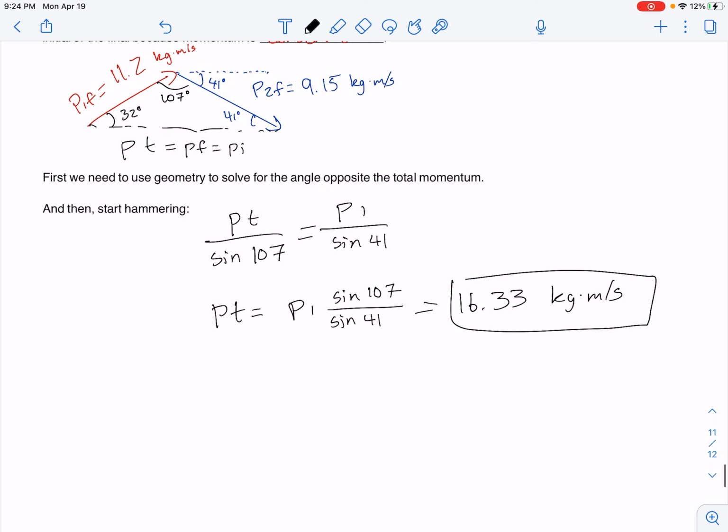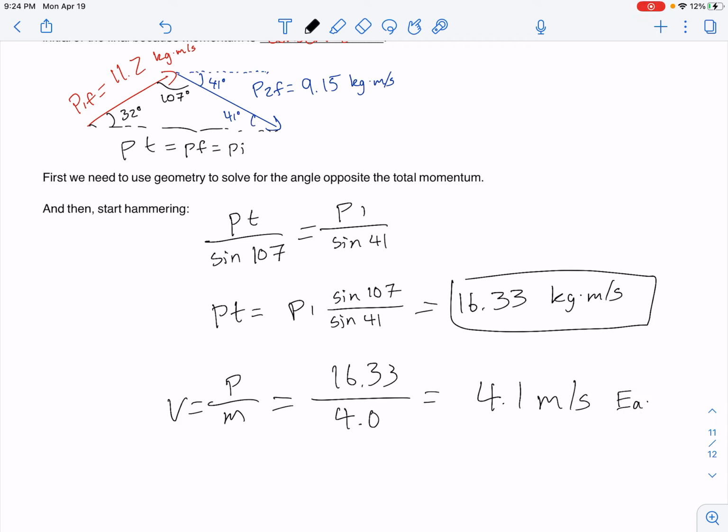Now, once again, still trying to solve for that final velocity, I'm going to take that same formula that I isolated before: velocity equals momentum divided by mass. Taking my total momentum I found, divided by the mass of the bowling ball. Do a little bit of rounding, and end up with 4.1 meters per second east.